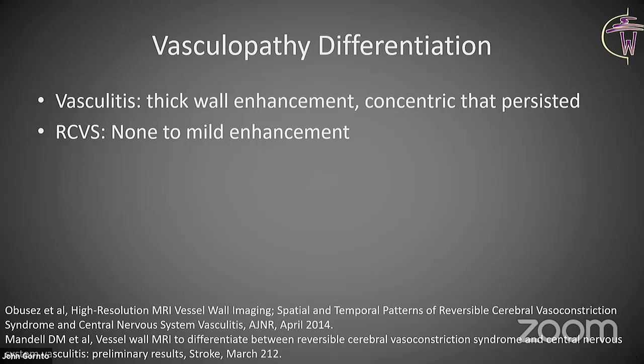But in terms of the literature in regards to our findings, there have been a few papers published in this space, and they generally agreed with us. Vasculitis generally shows thick wall enhancement in a concentric pattern that persists, and RCVS shows none to mild enhancement. The stenosis resolves, and any wall abnormalities you see resolve as that luminal pattern changes.